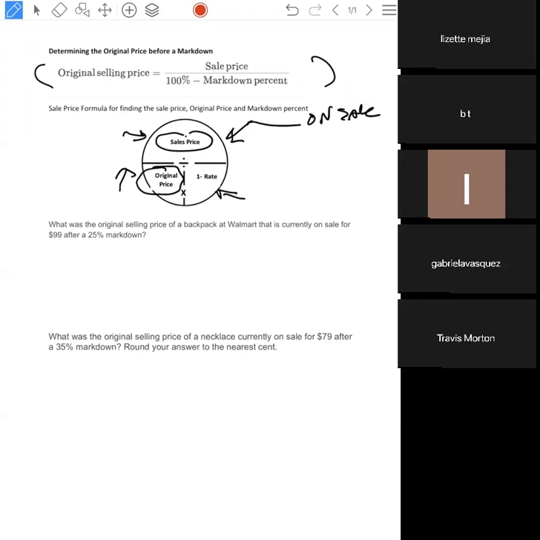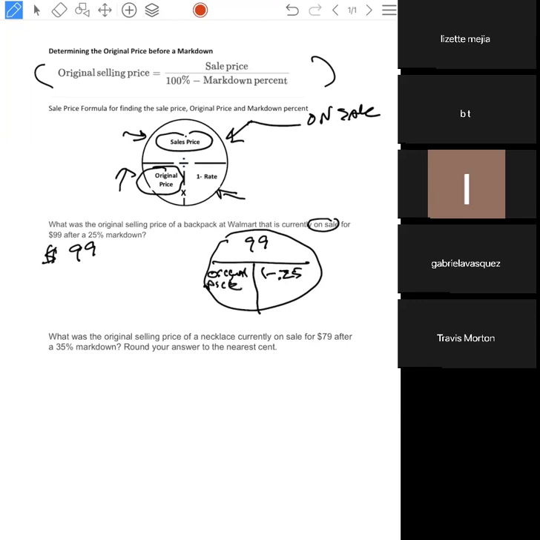So let's look at the first problem here. I think it'll make more sense. The original price of a backpack at Walmart is currently on sale for $99, and that's the sales price, right? It's on sale. That's the key. So that's going to go here with this formula, and then they want to know, it's a 25% markdown. So we're going to divide those two together, and that's going to give us what our original price was before we put it on sale. $132. It was $132 before we put it on sale. So that's what I originally had it for.